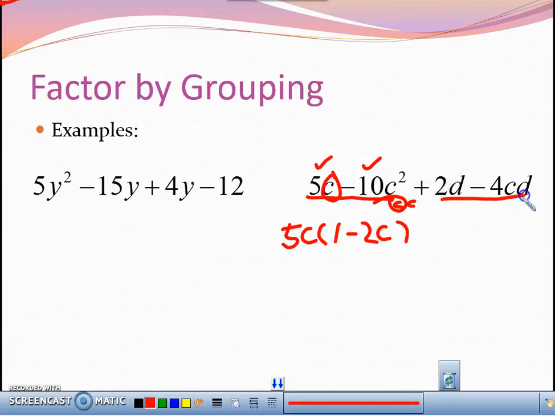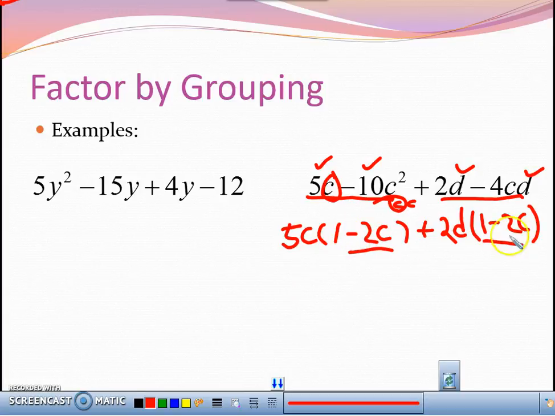Let's do the second one, okay? So the second one, we're going to do 2 and 4. The GCF is 2, because 2 can go into 2, 2 can go into 4. And then they also have d in common. 1d here, 1d here. So d is their GCF. And then right here, 2d divided by 2d is 1. And then right here, negative 4cd divided by 2d. 4 divided by 2 is 2. And then c is not there. And then d divided by d is 1. So cancel.